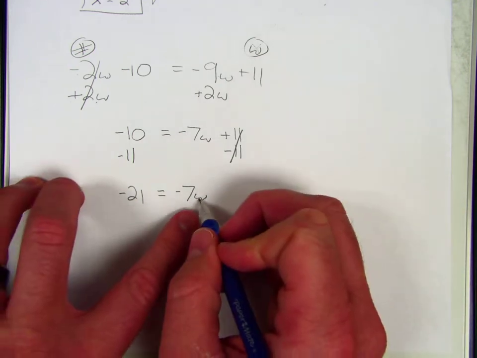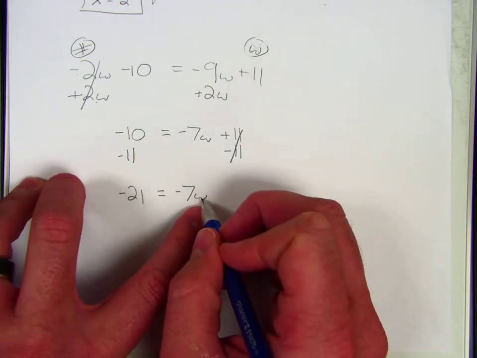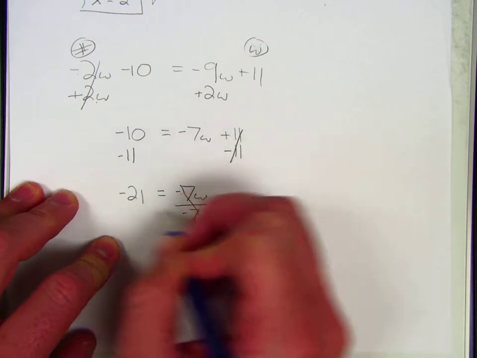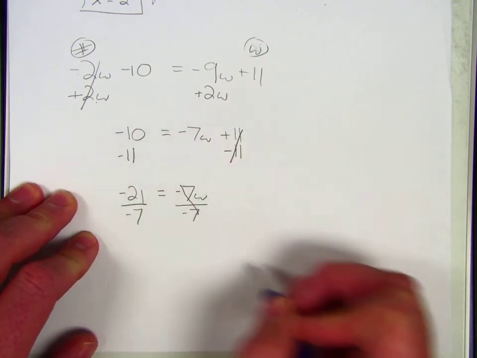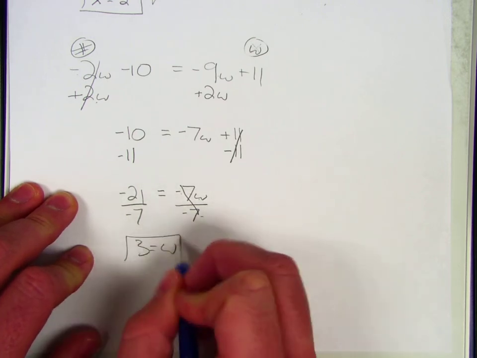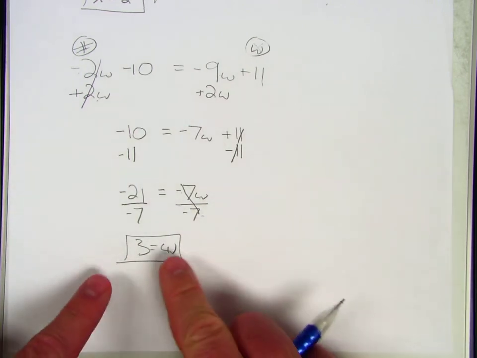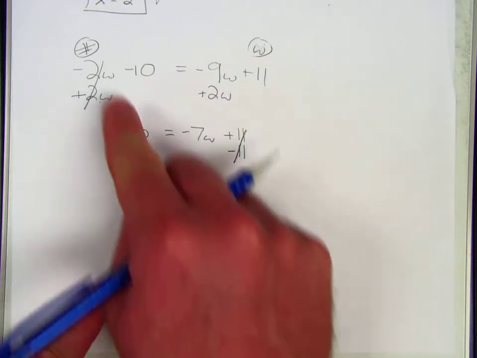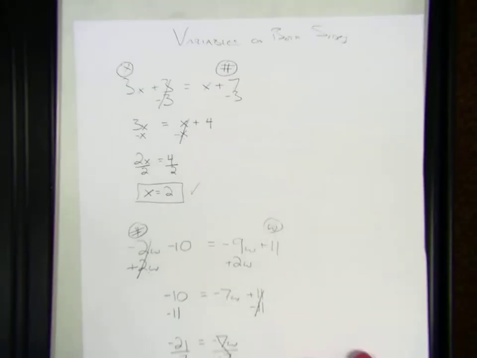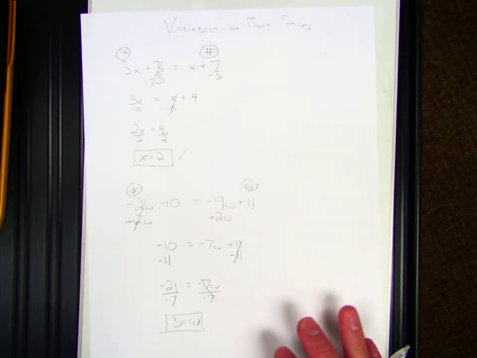Once we're here, we're now ready to do our last step, which is that I just have w times negative 7. So I just want to undo that multiplication with my inverse operation, which is division. Anything I do to one side, I have to do to the other. And I have that w equals 3. Once again, I would always want to go back and check by putting it in for the w's in my equation. So, to recap, we learned in this video how to solve equations with variables on both sides.